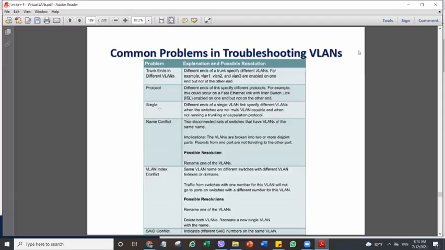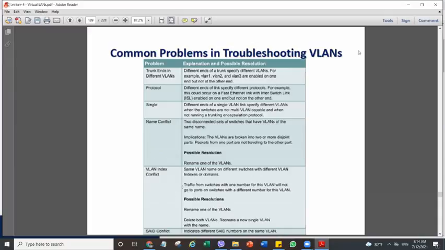So the protocol... different ends of the single VLAN link specify different VLANs when the switches are not multi-VLAN capable and not running the trunking encapsulation protocol. That means the switches support only one VLAN, not multiple VLANs, but you try to configure it for multiple VLANs.